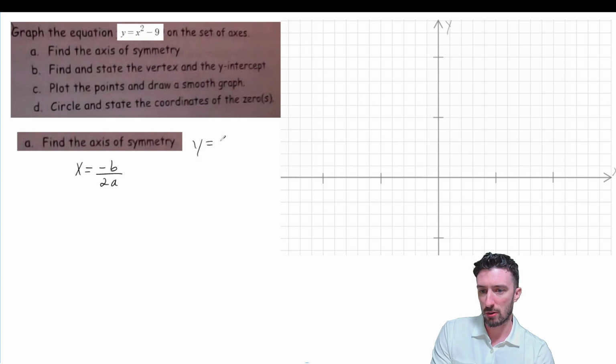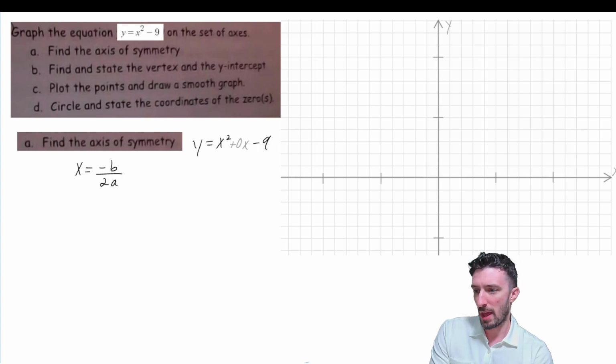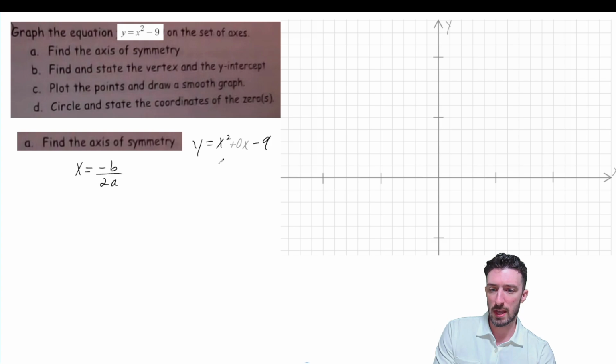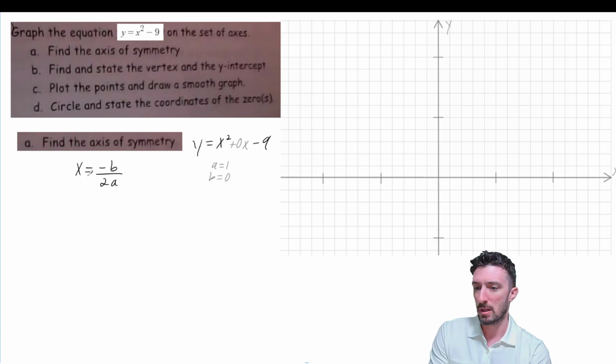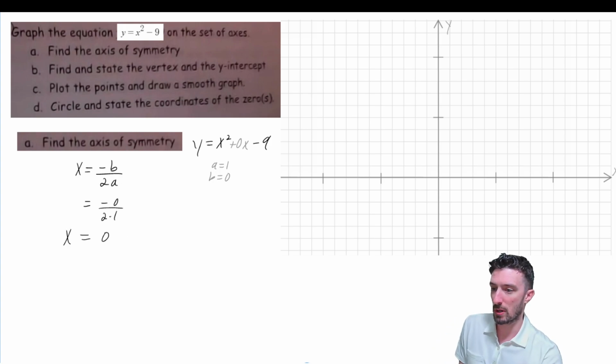So when we've got our equation, y equals x squared minus 9, we need to rewrite that a little bit. We need to rewrite it as plus 0x minus 9, so that way we can tell what the a and the b are. So the a is going to be 1 and the b is going to be 0. Then you plug in and you get negative 0 over 2 times 1. Well, that's just going to come out to 0. So our axis of symmetry is just x equals 0.